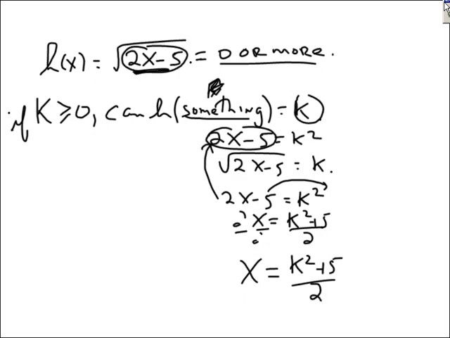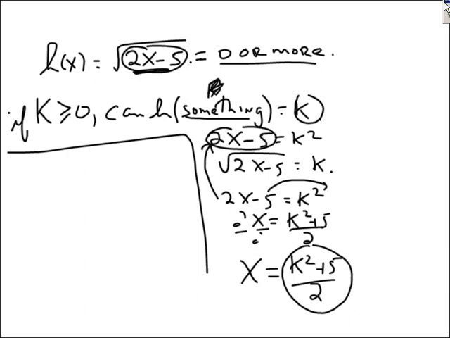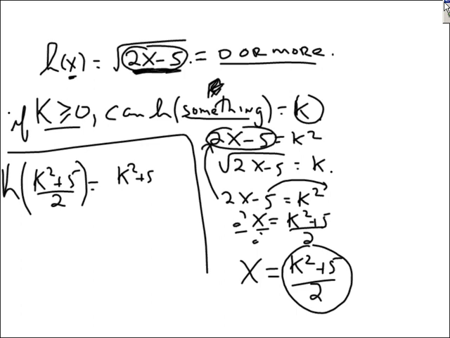Let's see if this is working out. I claim if I take h of that value, I will get back k. I want to know if k is positive, can I take h of something to get k? Well, h of k squared plus 5 over 2. What does h do to what's in the brackets? It doubles it, then it takes away 5, then it takes the square root.